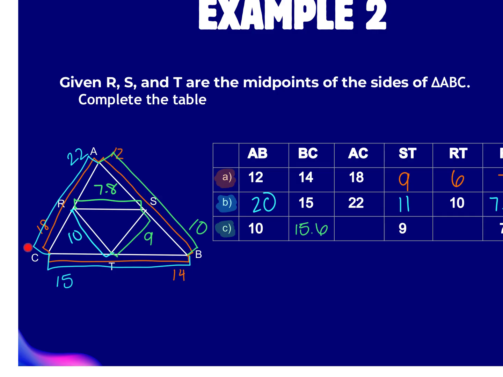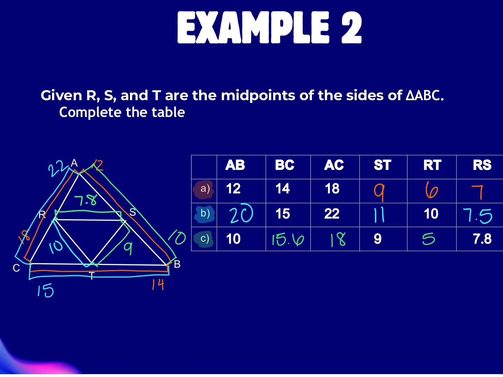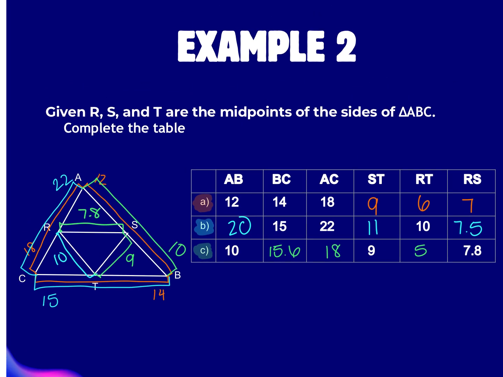I'm looking for AC. What's parallel to AC? ST, and if ST is 9, what should AC equal? Good. And the last one, RT. What's parallel to RT? AB, and if AB is 10, what should RT equal? 5. Good job. Any questions on this? No. You're either multiplying or dividing by 2, so it should be pretty easy.